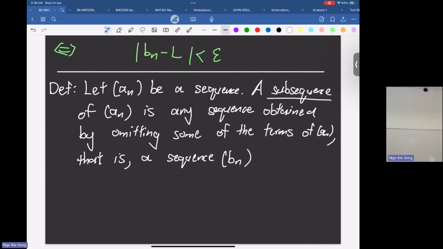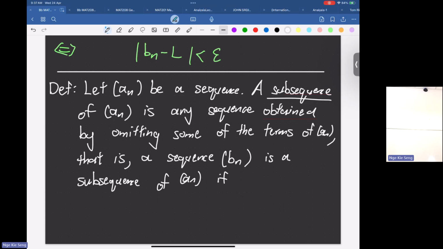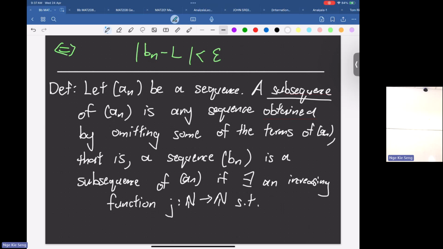Okay, that is a sequence b_n. So a subsequence is another sequence, and we call it b_n. It's a subsequence of a_n if, so how do we pick out this subsequence? Try to be very precise here. There exists an increasing function, which we call j from N to N, such that the b_n term is equal to a_{j(n)}.